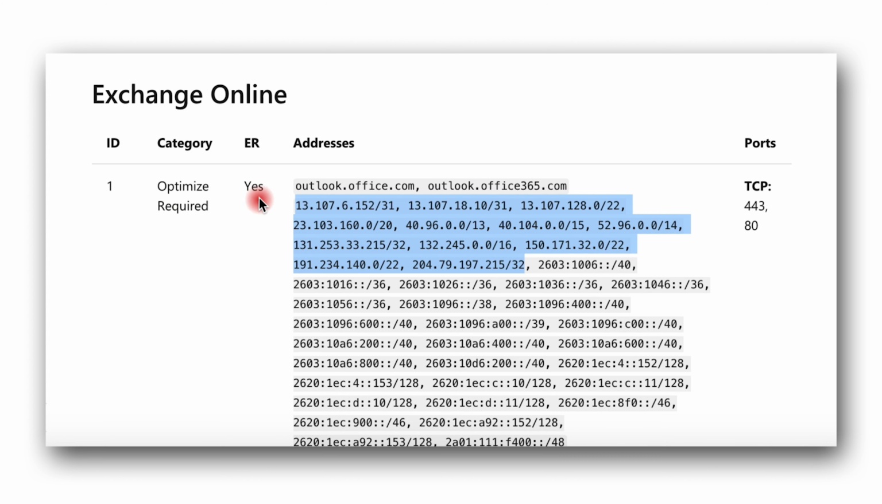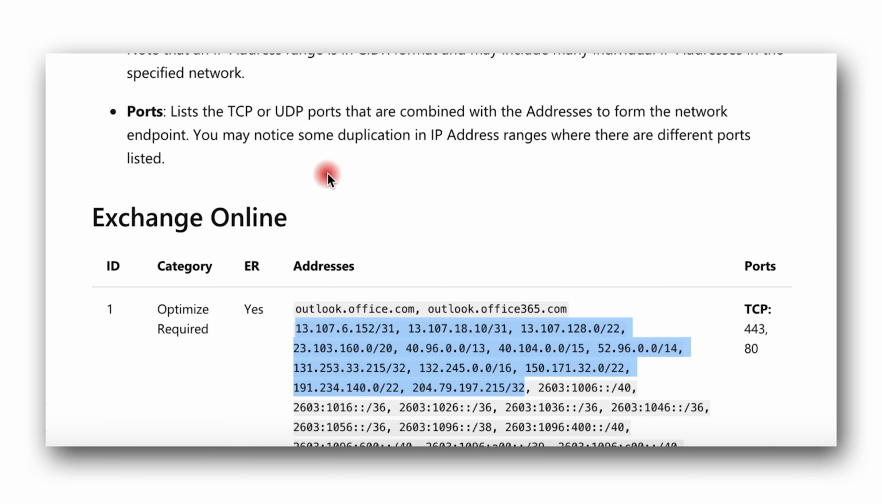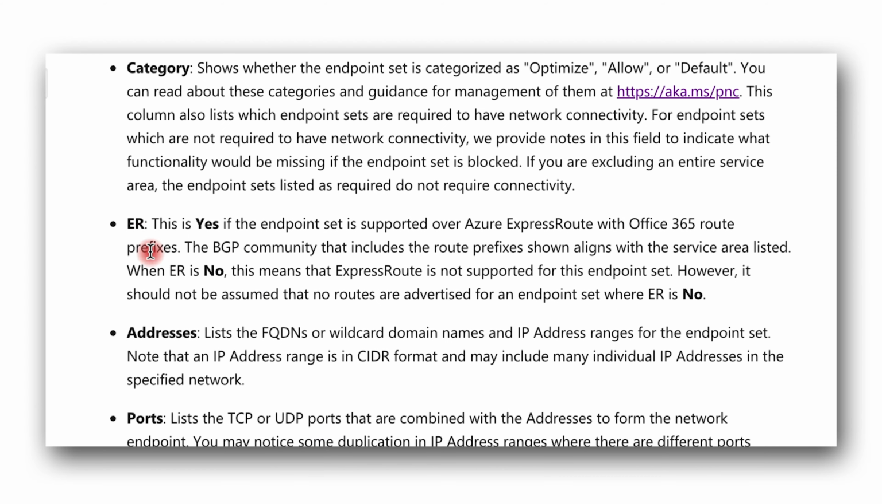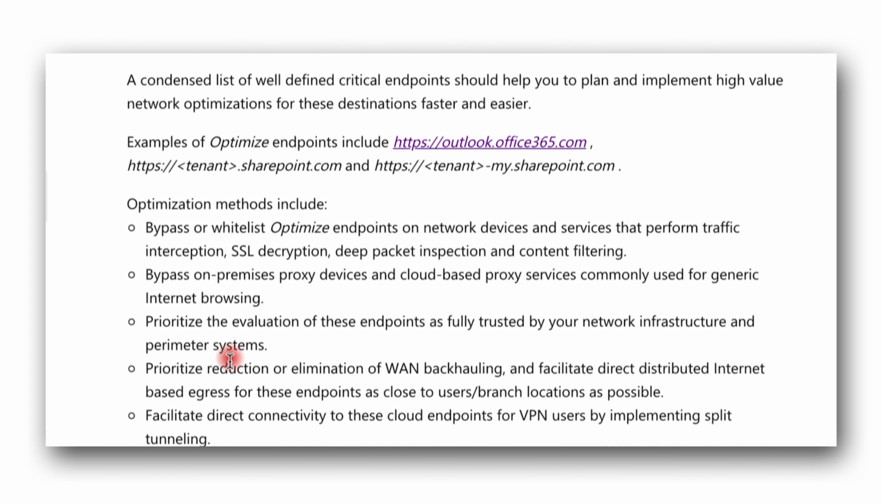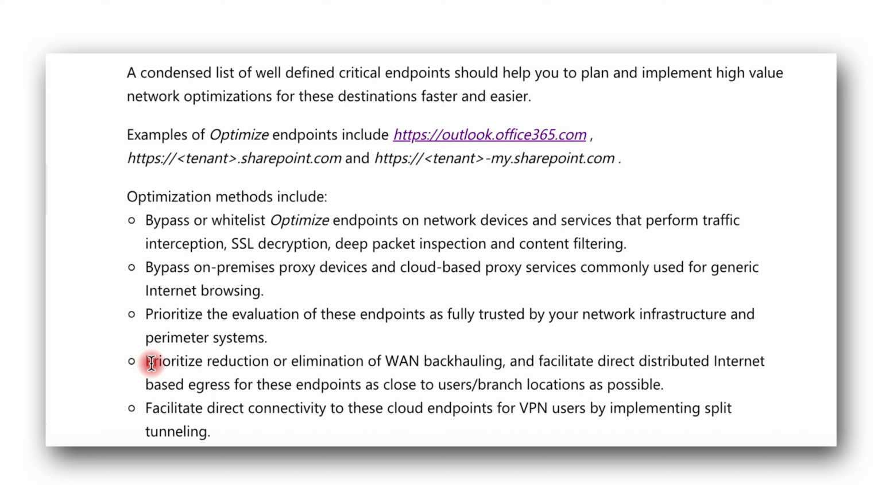But this optimized required and ER required may need a bit of explanation so I can understand which path I intend. So here's this ER. That is your ExpressRoute, not something relevant for my network at this time. But this category is optimize, allow, or default. Let's see what that means. If we click through there, we can find that optimize means a bunch of things, but I like to think of it as this line right here: prioritize reduction or elimination of WAN backhauling, facilitate direct distributed internet-based egress. Essentially saying, go direct to the internet if you can.